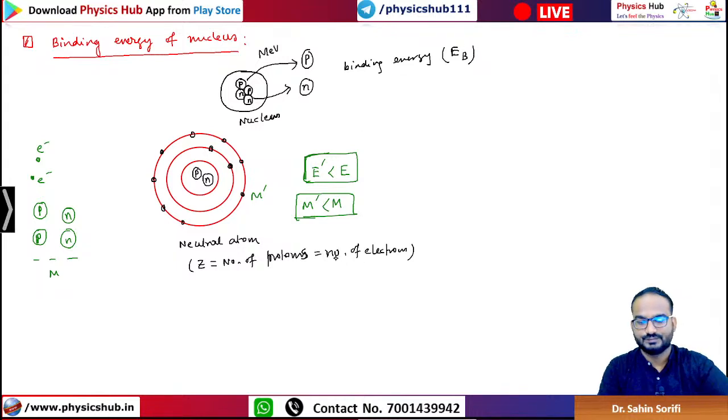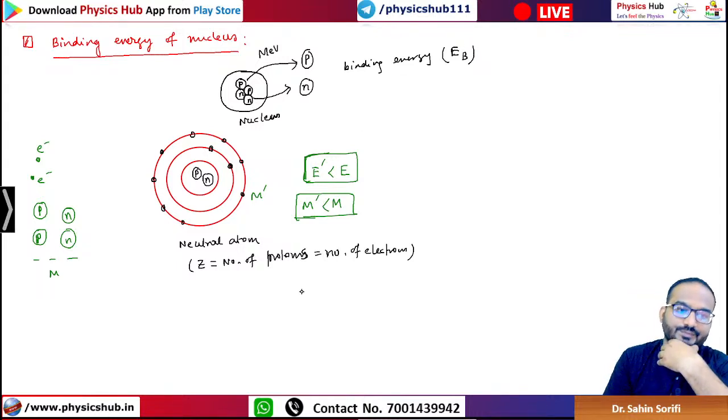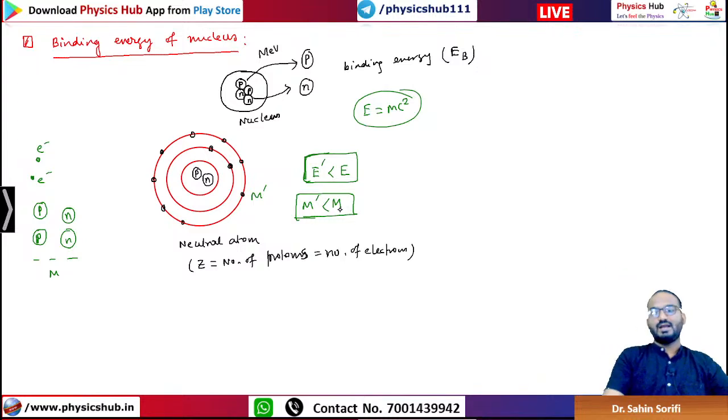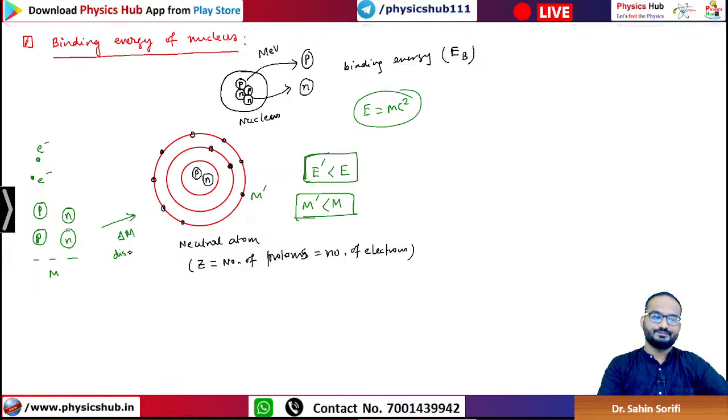Is it understood? E is equal to mc square formula. So m prime, and m minus m prime is the missing mass. That missing mass is the origin of the binding energy, and that is what we will be using for calculation of the binding energy. Is it clear? So let's say from the constituent elements to this whole neutral atom, delta m amount of mass disappeared.